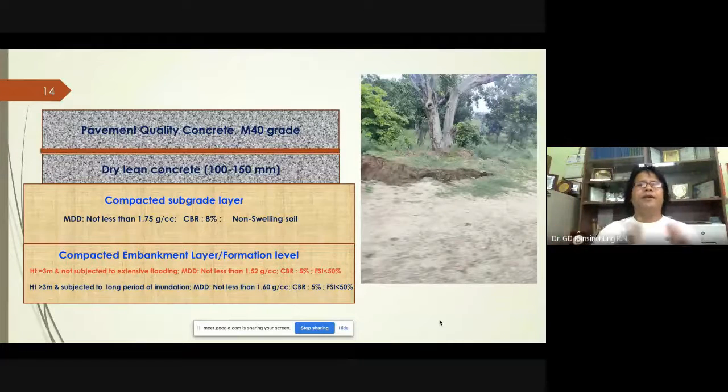Then upon that, we have to build a subgrade layer. For the construction of the subgrade layer, which kind of soil has to be selected? Yes, in that case, the soil we are going to select is again based on the MDD, CBR, and the soiling potential.